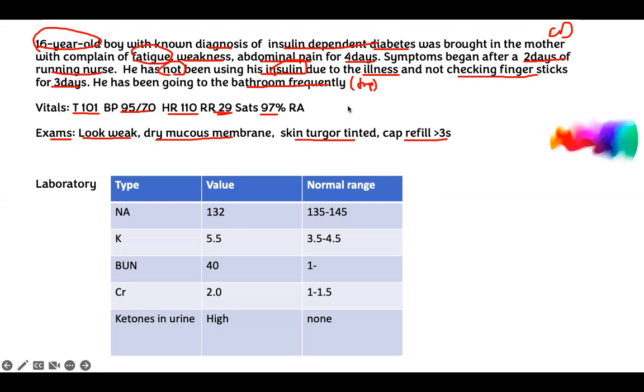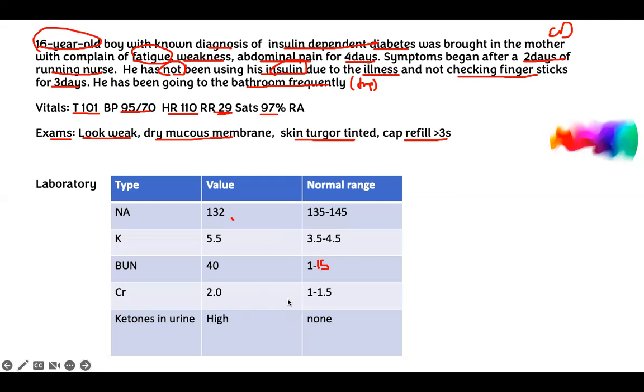So these are all the information. Then they're giving you lab work. His sodium is 134, potassium 5.5, BUN 40, creatinine 2, and then ketone is high. Okay, so they've given you the normal values.